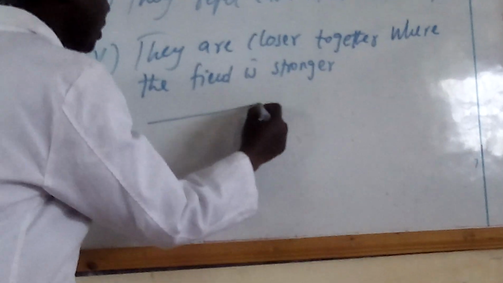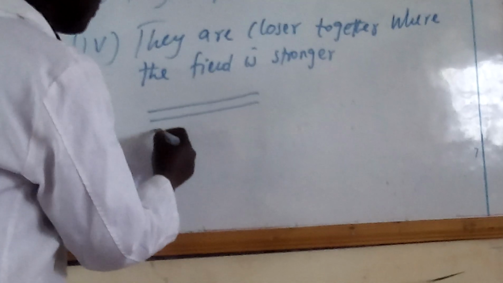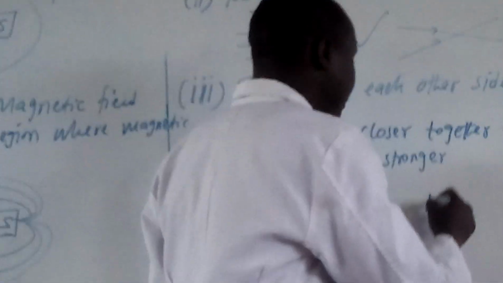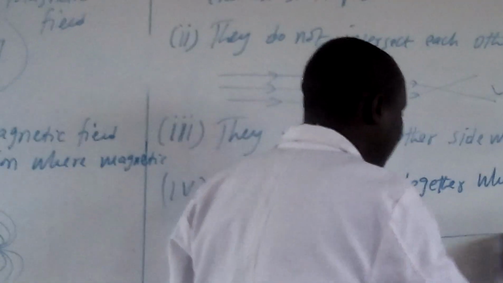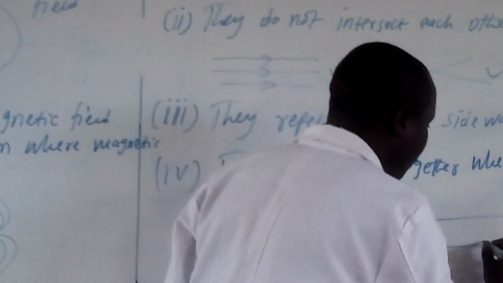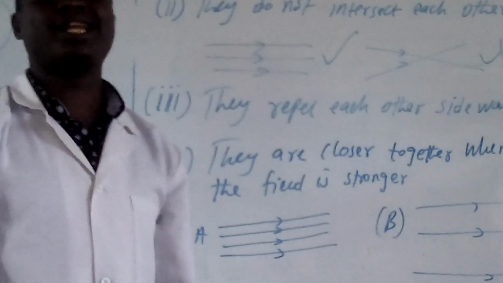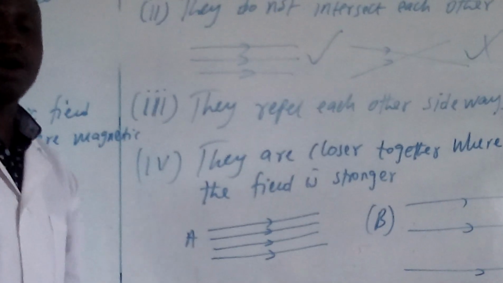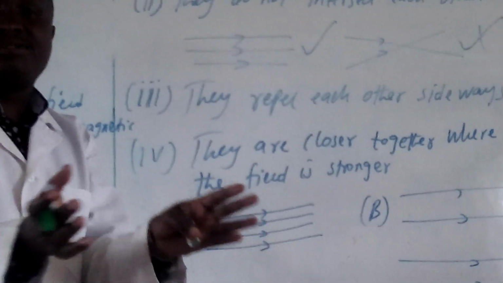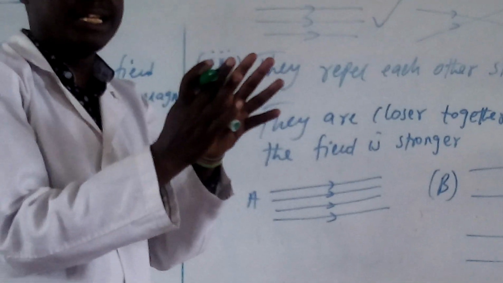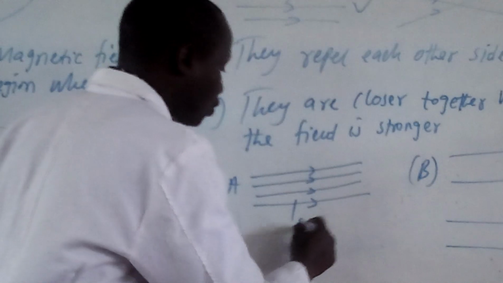For example, this is the magnetic field lines, and let's say this is A and we have B here. Between A and B, which one is the stronger magnetic field? You will find A is stronger. Why? Because the magnetic field lines are very close. So they are stronger where the magnetic field lines are closer.